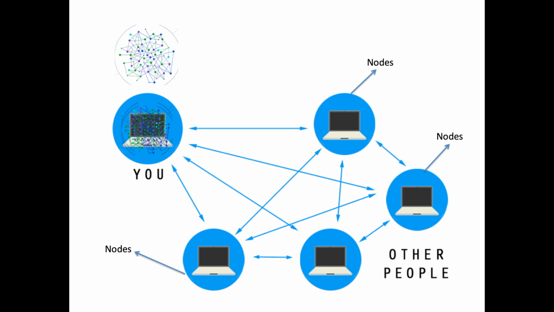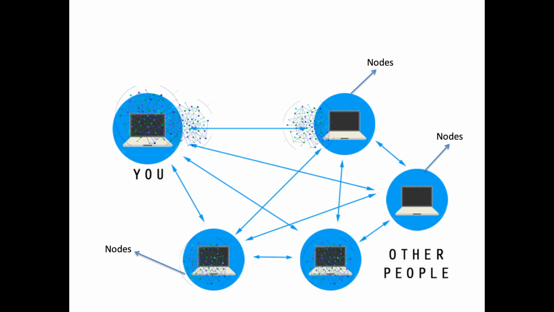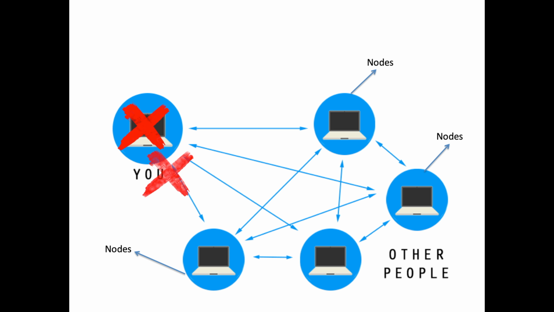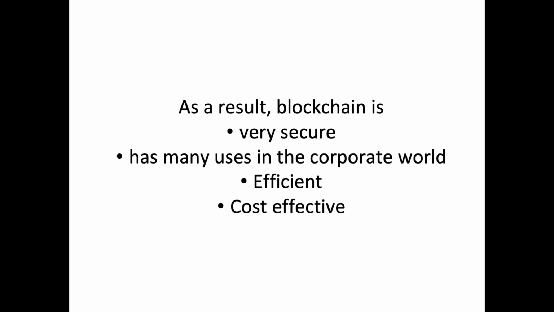So now when the data goes through, it's similarly sent to all the nodes. Once it's sent to all the nodes, they verify it and say, hey, this is all wrong because somebody altered the block, and it immediately stops that block from being added to the chain. And that's, again, going back to the security standpoint, where it's very secure in that it immediately stops that transaction. As a result, it has many uses in the corporate world because it's efficient, cost effective, and just simply does a very good job.